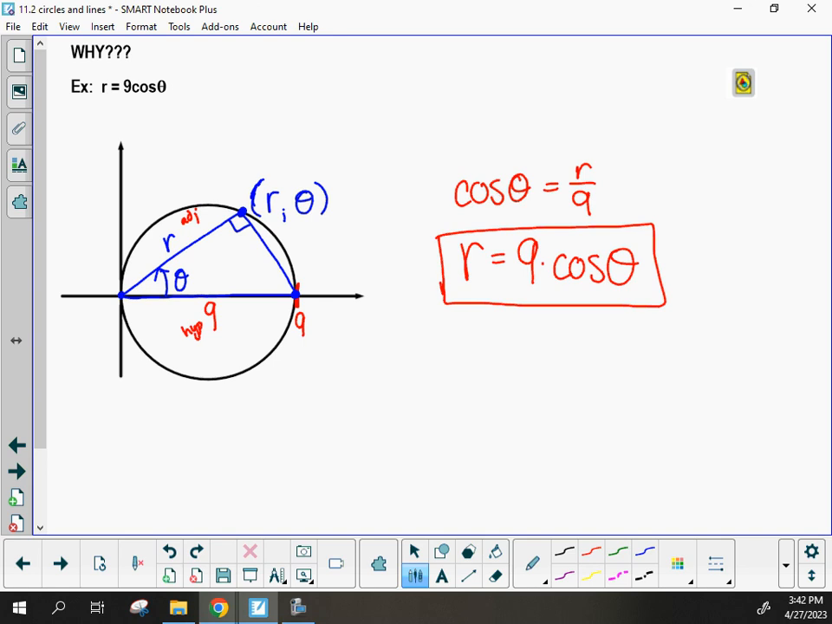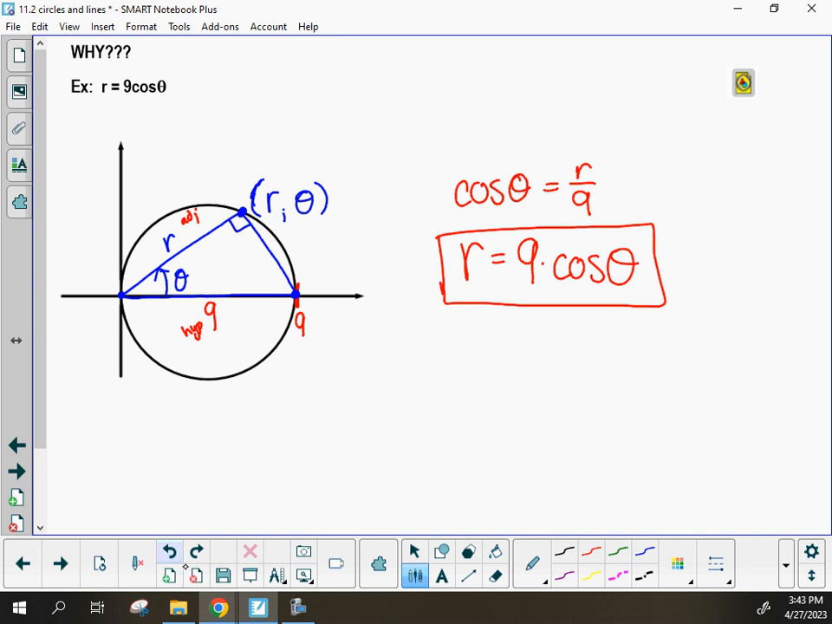Okay, so even if I change that point, maybe change colors and put the point over here, I still have a right angle. I still have a hypotenuse of 9. I still have theta and r. Now they've changed lengths, but that's okay. The equation takes that into account. So that totally different location for our right triangle allows us to write the relationship between r and theta.